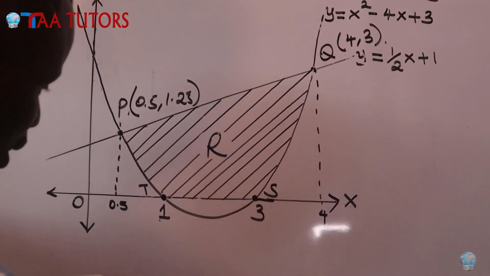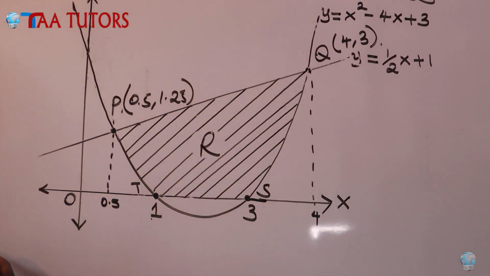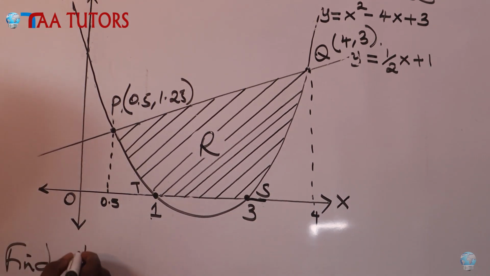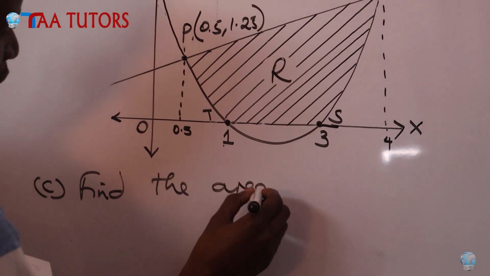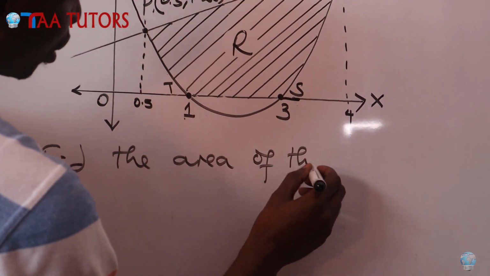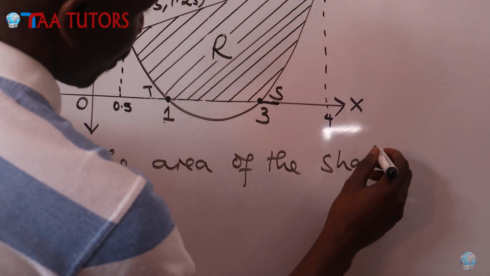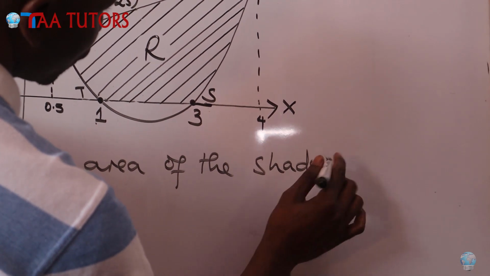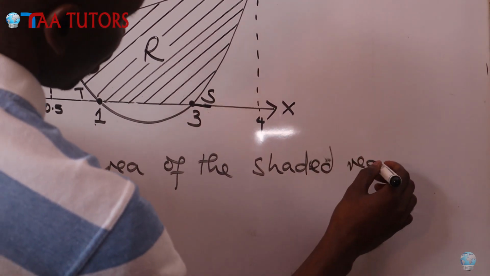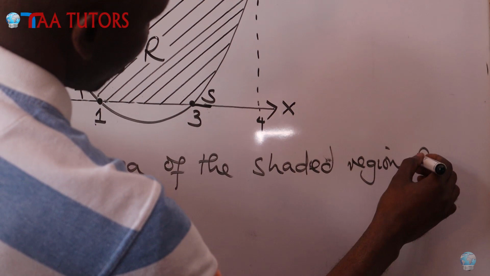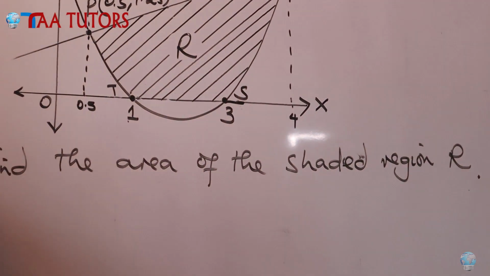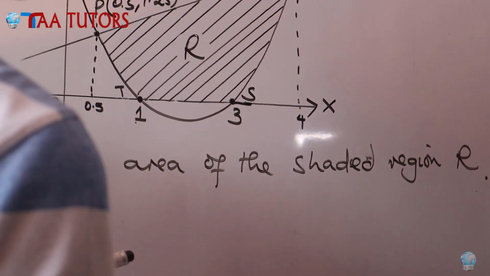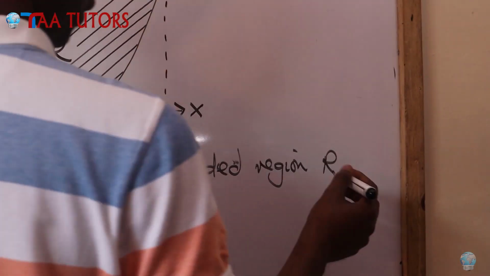So C, find the area of the shaded region R. So if I were to distribute marks, I would say this part should give you 5 marks.